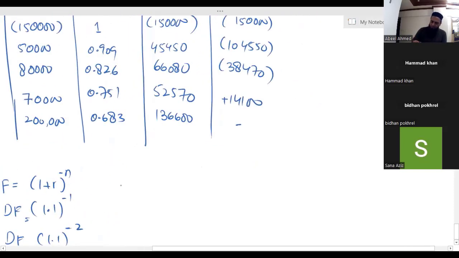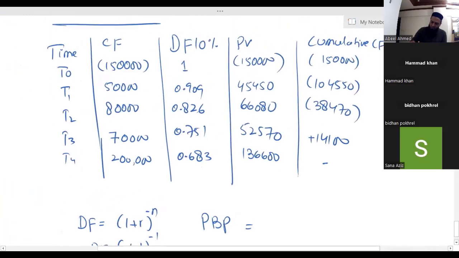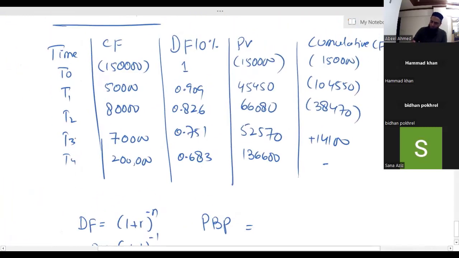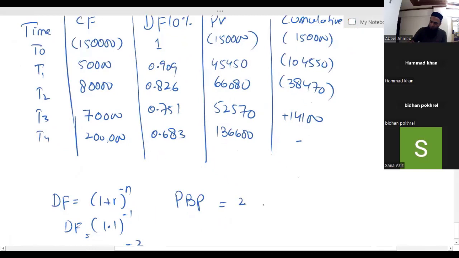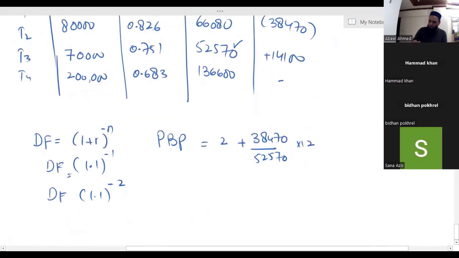Payback period for this project. How much time will it take? It will take more than 2 years, obviously. 2 years plus 38,470, ignore the negative sign, divided by 52,570, into 12, which means your answer will be in years and months. Let's see: 38,470 divided by 52,570 multiplied by 12.